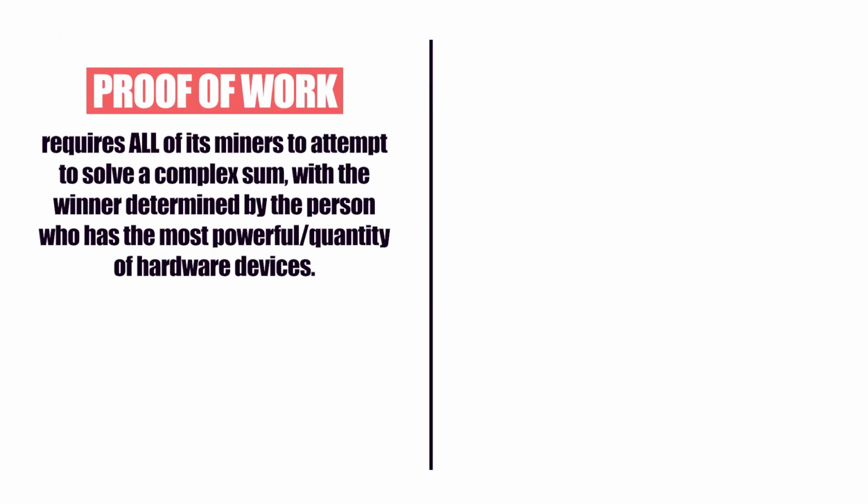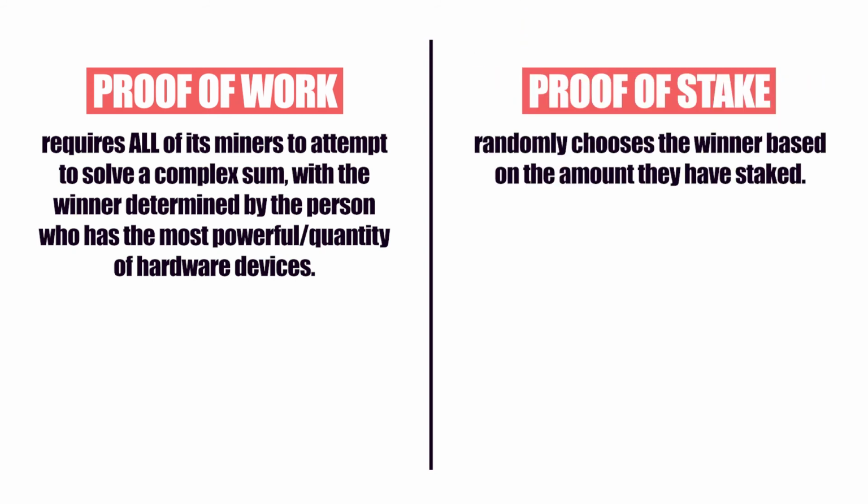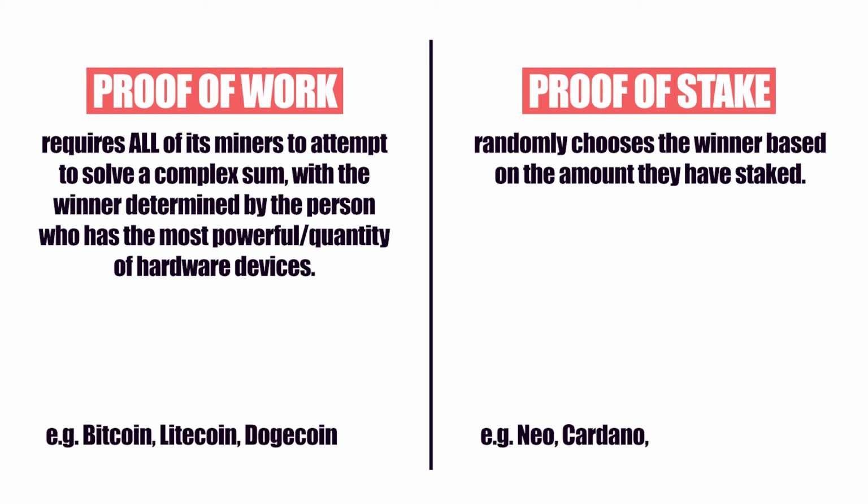So to clarify, proof of work requires all of its miners to attempt to solve a complex sum, with the winner determined by the person who has the most powerful quantity of hardware devices. The proof of stake model randomly chooses the winner based on the amount they have staked. Some coins using proof of stake are Neo, Cardano, and many others. Some coins using proof of work are Bitcoin, Litecoin, Dogecoin, and many others.